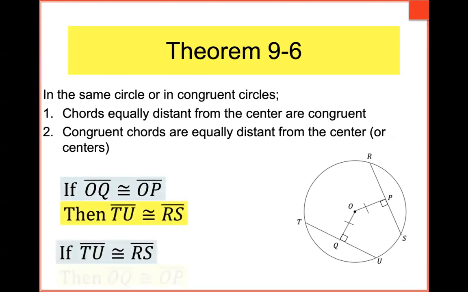It is also biconditional. So if the chords are congruent, then the segments are congruent. And if the segments are congruent, the chords are congruent. Now, just be careful. The segments have to be perpendicular to the chords, and they have to come from the center of the circle.